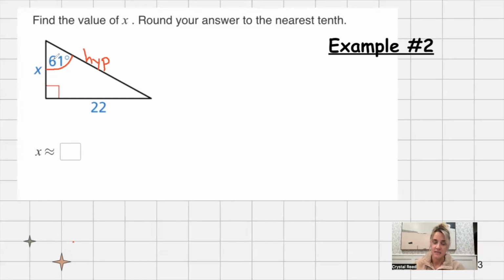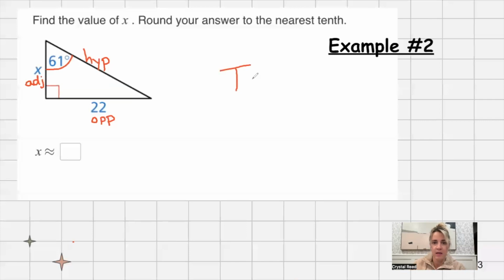So we know the angle 61. Opposite of the angle 61 is this side here that's 22. And adjacent is going to be that other side that shares the leg with it. So that's our adjacent side. All right, so we know the opposite. We're trying to find the adjacent. And so opposite and adjacent are tangent. So we're going to go ahead and write that ratio out.